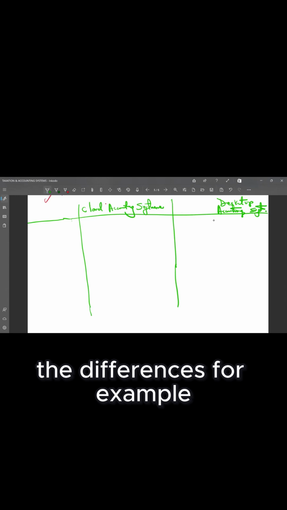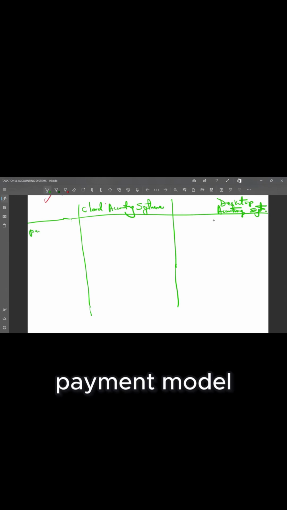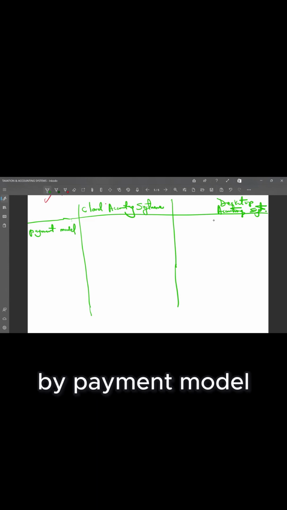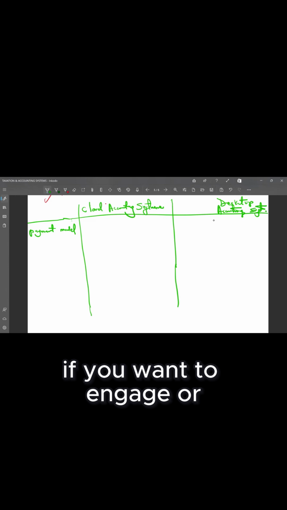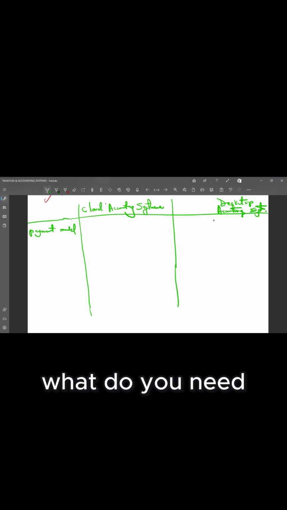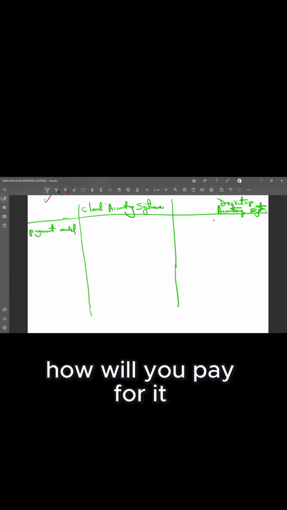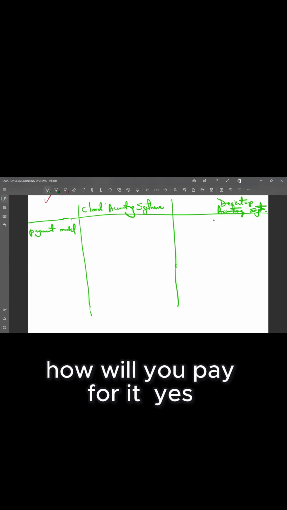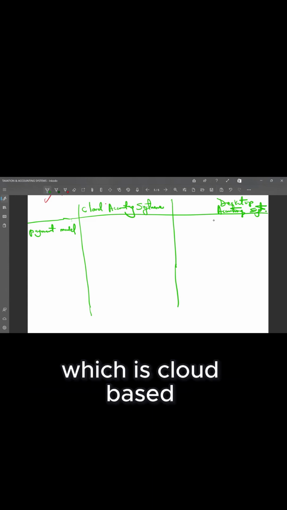For example, let us look at the difference in terms of payment model. Payment model. What do I mean by payment model? If you want to engage or maybe get to use a cloud accounting software, what do you need in terms of payment? How will you pay for it? In simple terms, how will you pay for it? Yes, you need that accounting system which is cloud-based. How will you pay for it?